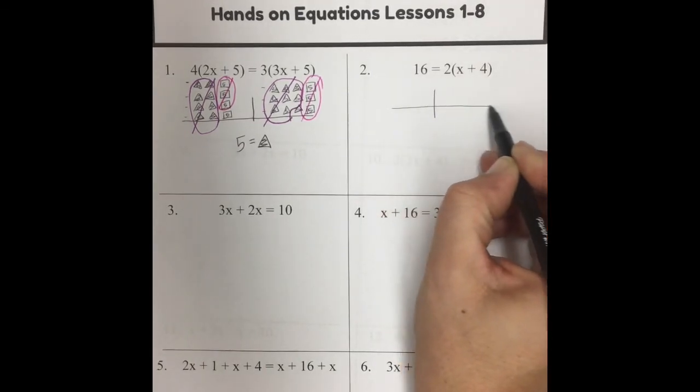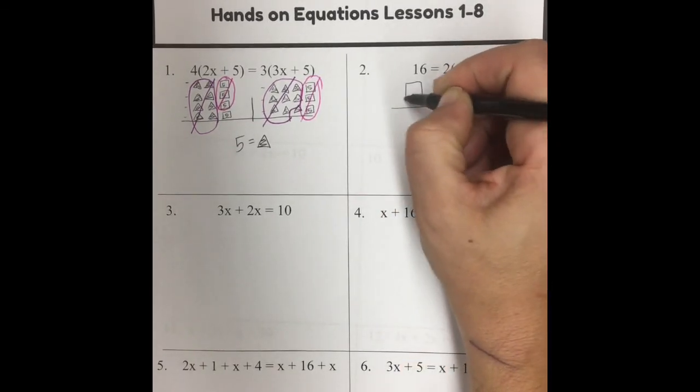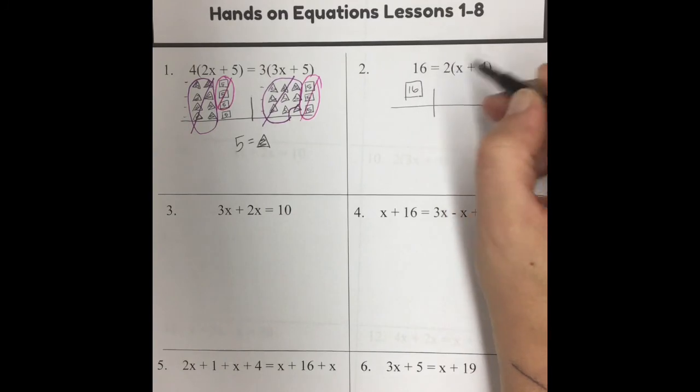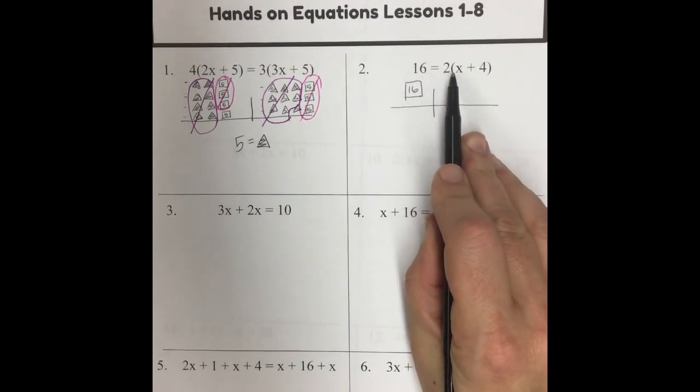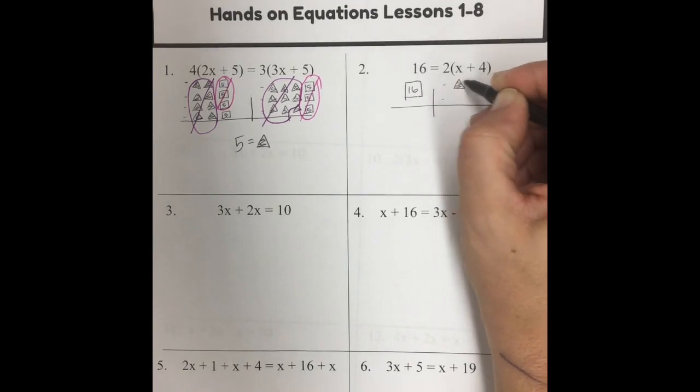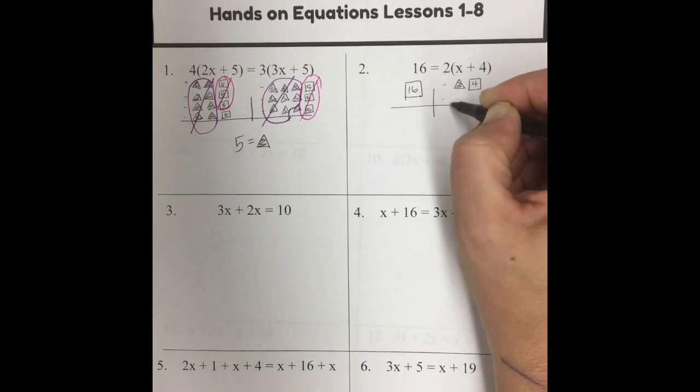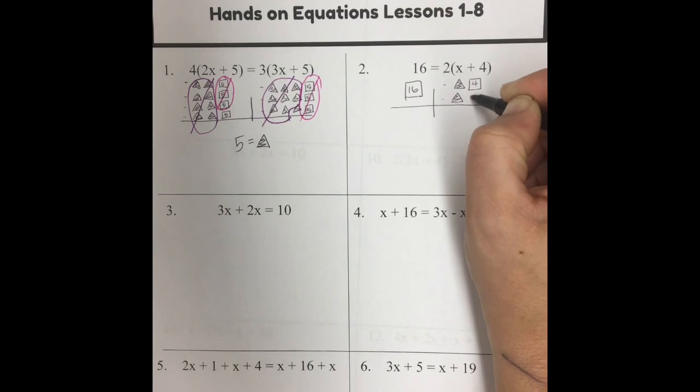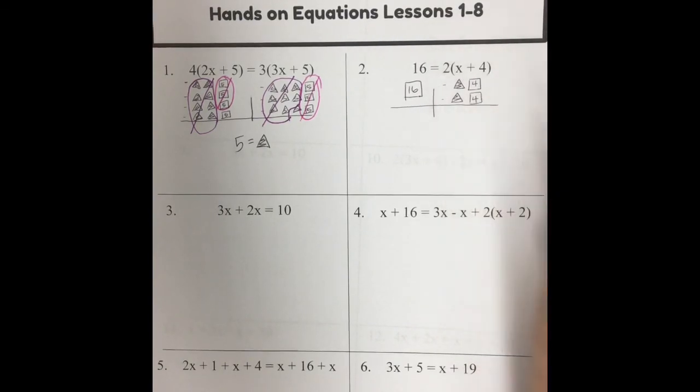Number 2 says 16 is equal to 2 repetitions of x plus 4. So here's x plus 4 once, and x plus 4 twice.